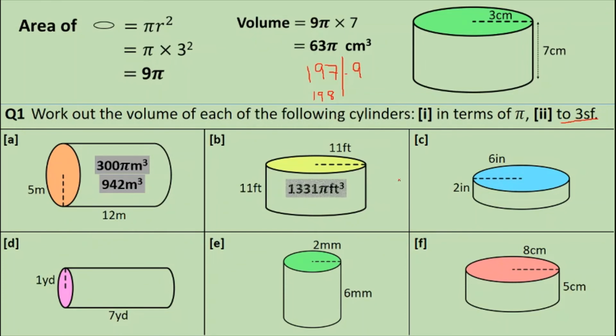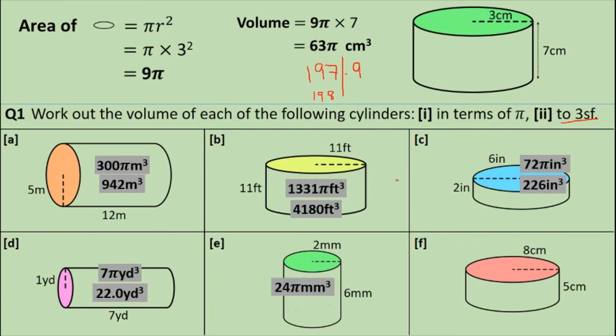Okay, the answers to these questions are all coming up on the screen now. The most common mistake here is people forget to square the radius. They just use pi times radius, so just be careful of that.